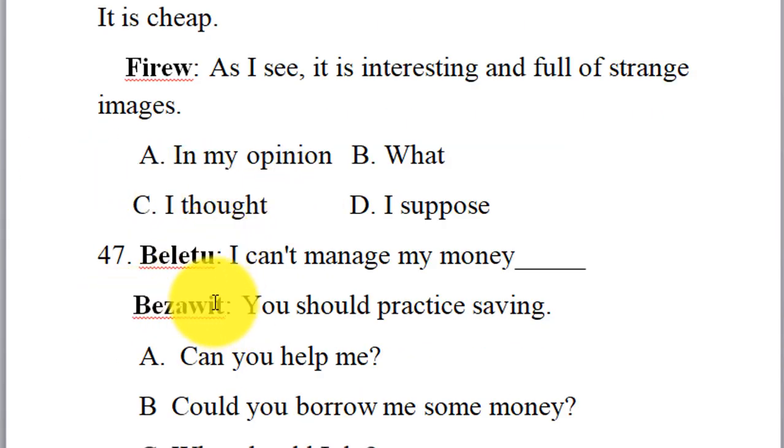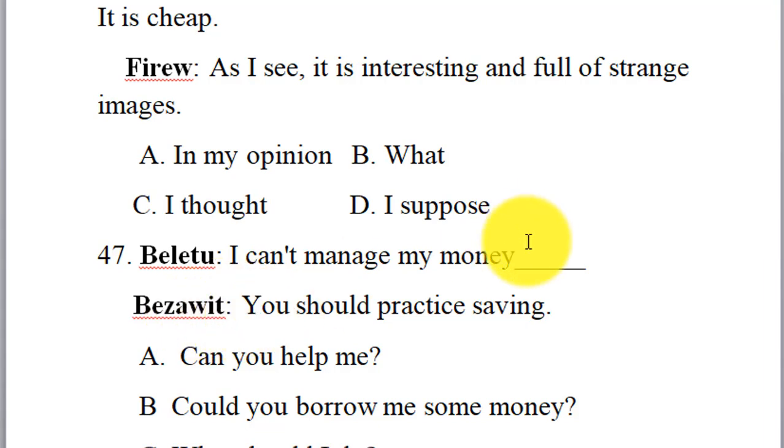And the other question, number 47. Beletu: I can manage my money. Yes, Beletu, I can manage my money, and blank. Without here: you should practice saving. Yeah. So what kind of question is asked by Beletu, and what kind of response is expected from Without?